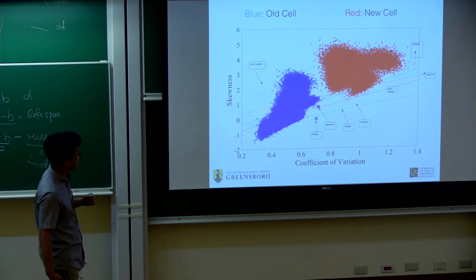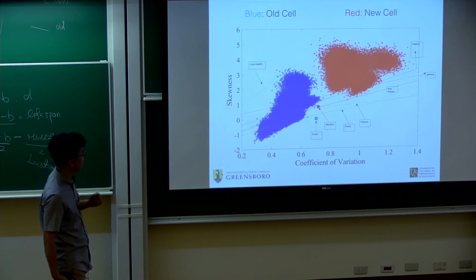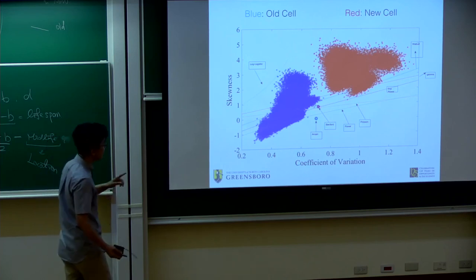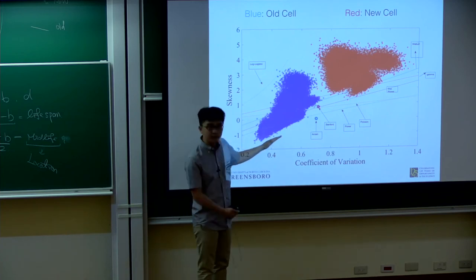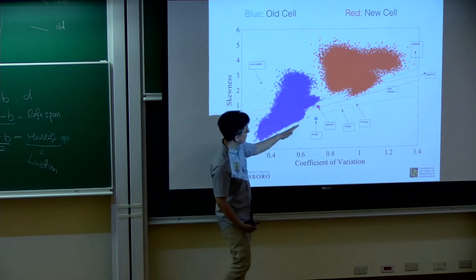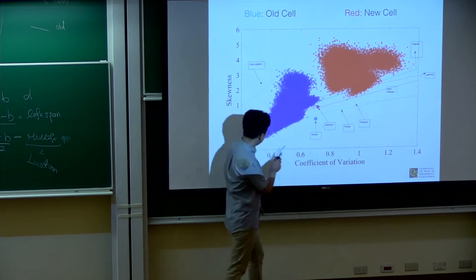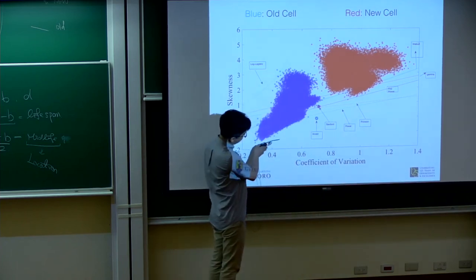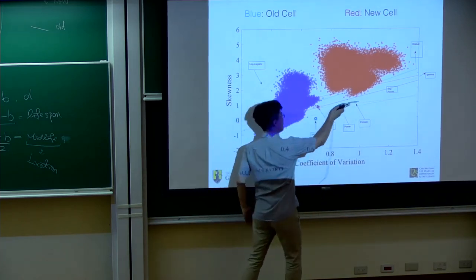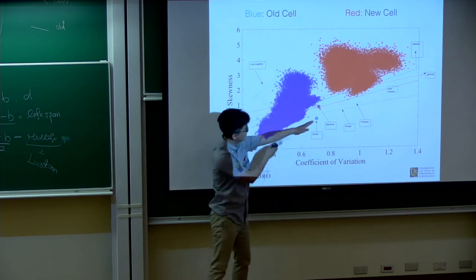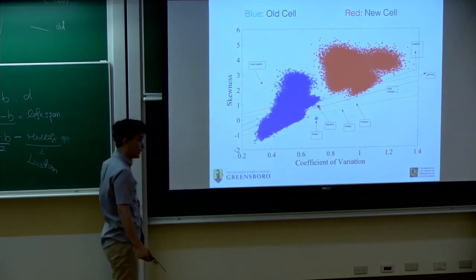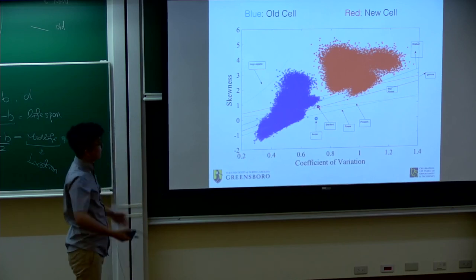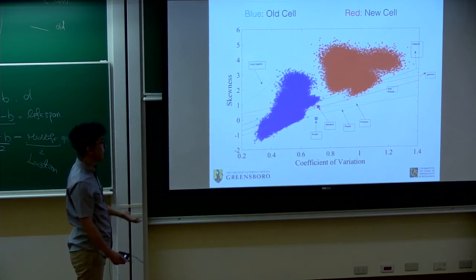Another puzzle we would like to ask is, it seems like there is a support, a line here, because somehow the data will never go below this line for some reason. That's the thing we are trying to understand as well.